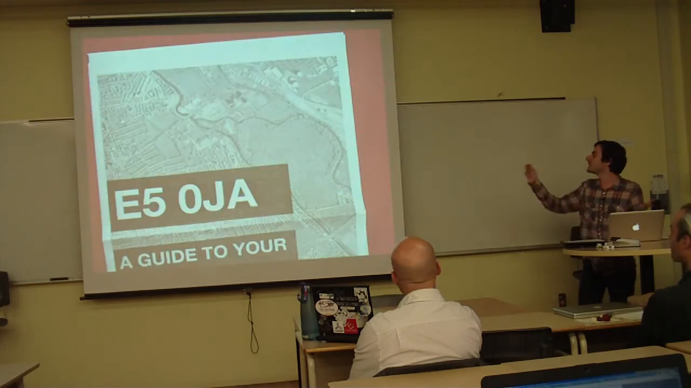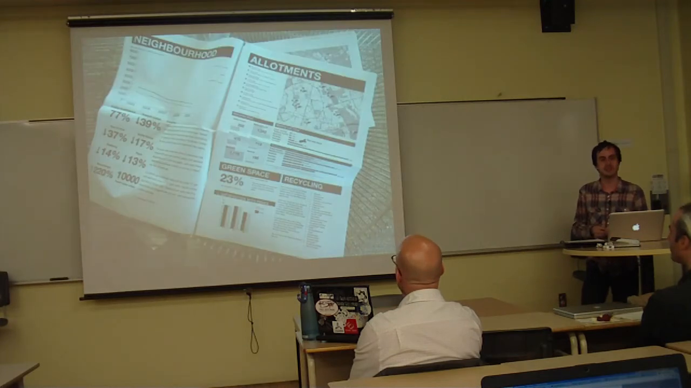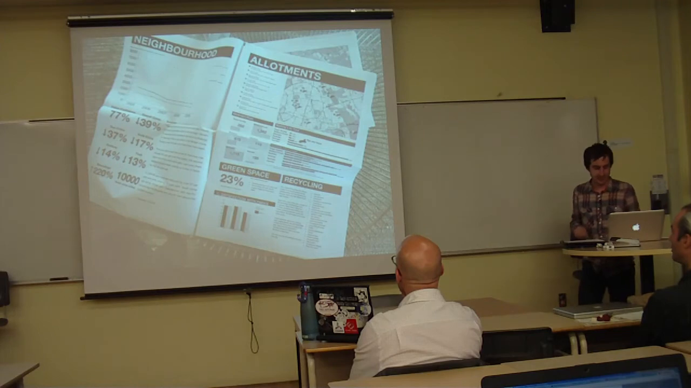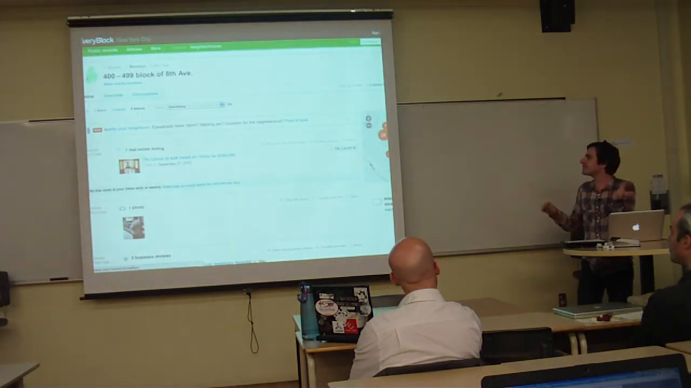Quick example, this is out of England. A bunch of hackers decided to print out newspapers based on data for a particular person's postcode. You type in your postcode, and they print out a paper for you with all sorts of statistics about your neighborhood. Suddenly, these sort of drab statistics become really interesting. Same kind of example.